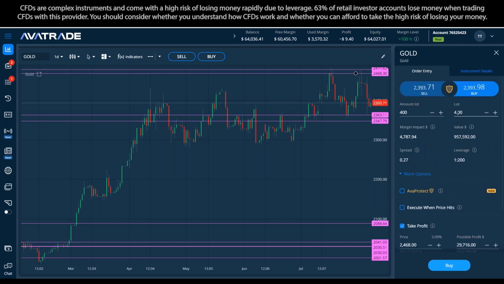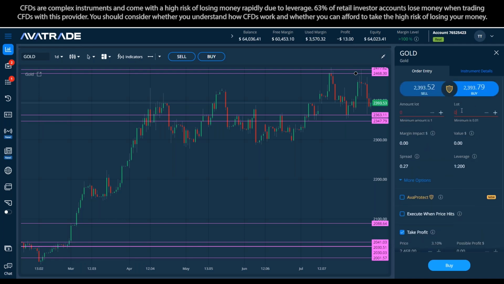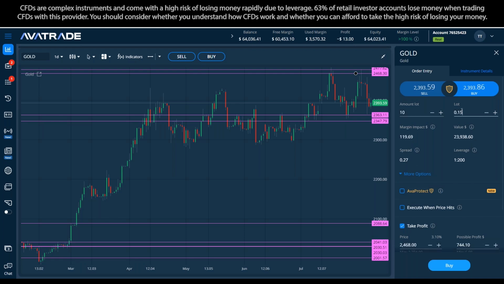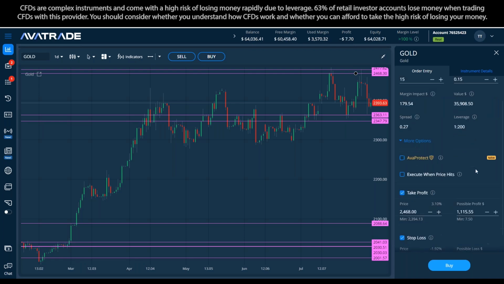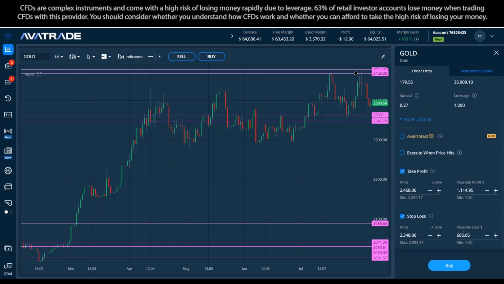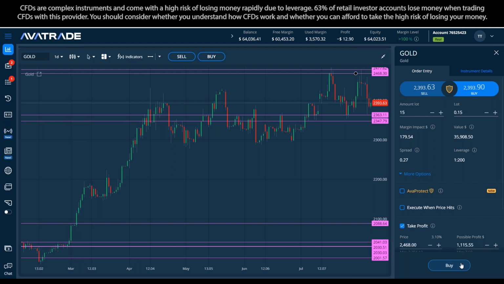And so if I go one lot, I'm risking 4,500. If I go 0.15, I'm risking just over 1% to make near 2% on my balance. If I'm comfortable with that, then I'm in on my trade.